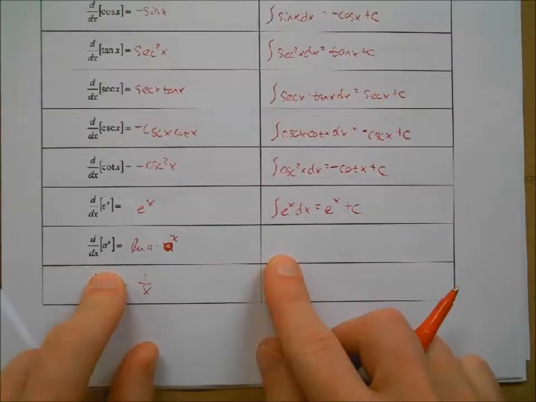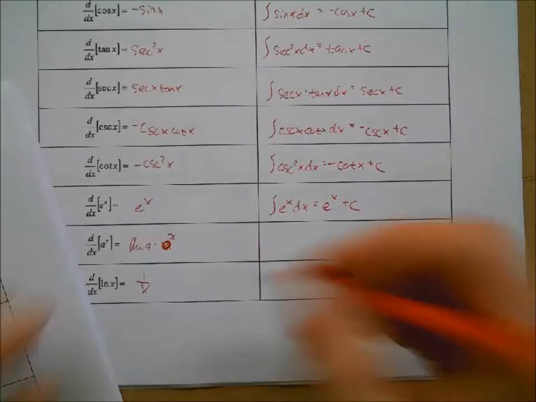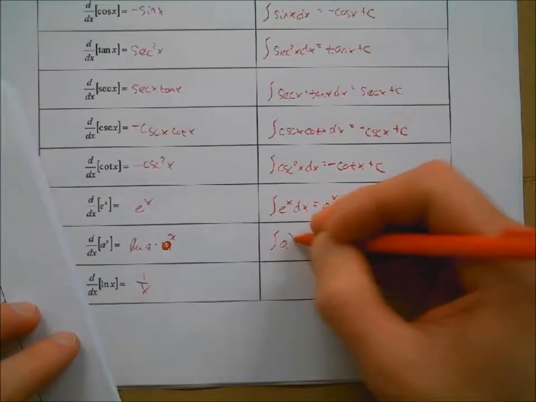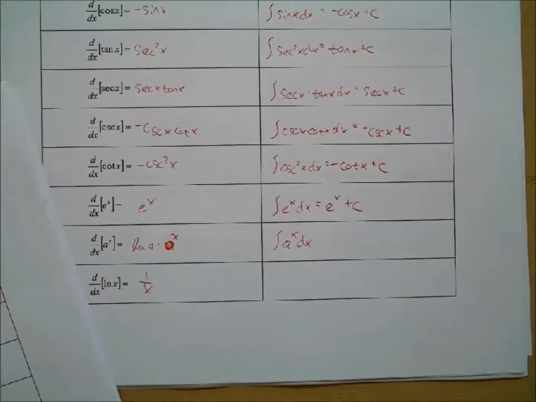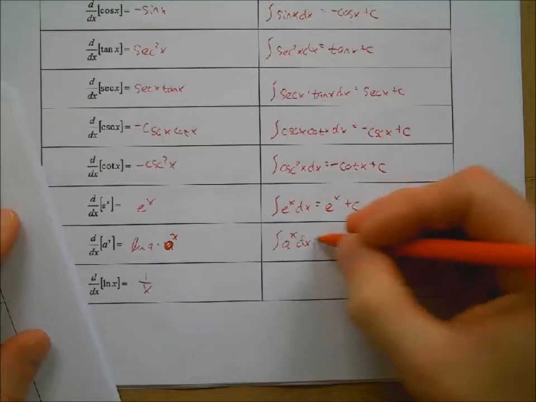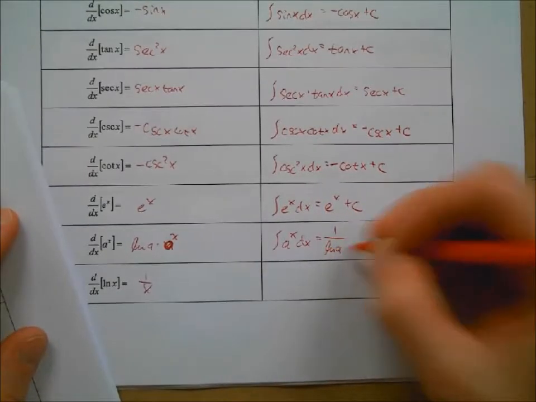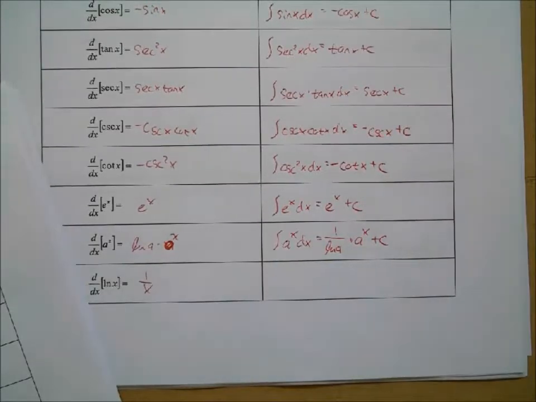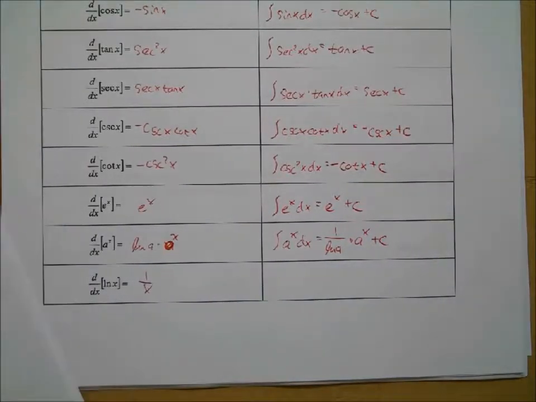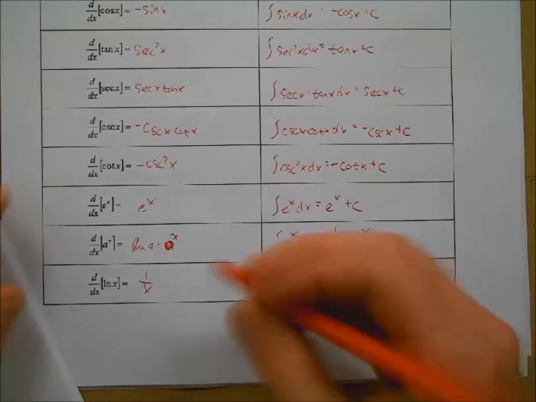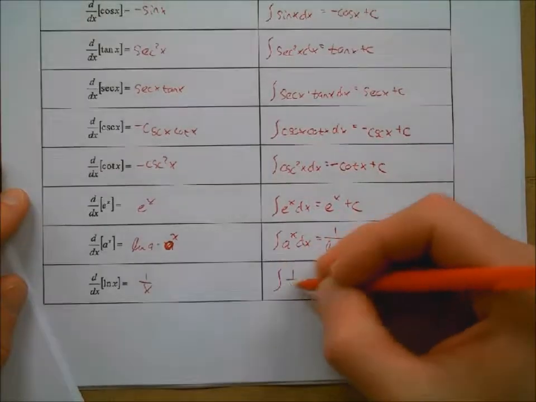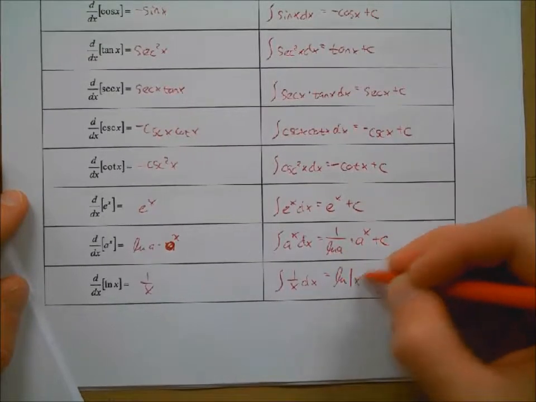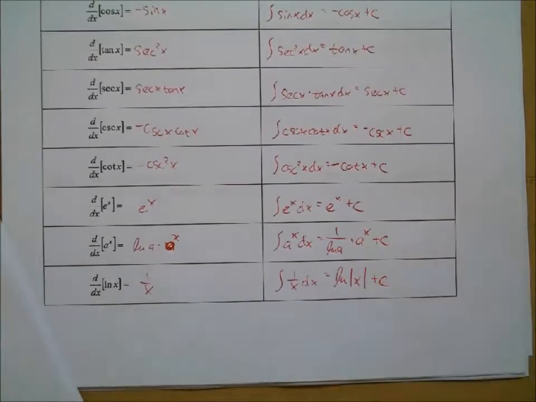All right, and now we're going to integrate a to the x dx. The integral of a to the x dx is 1 over the natural log of a times a to the x plus c. And then finally, if we integrate 1 over x, this is equal to the natural log of the absolute value of x plus c.